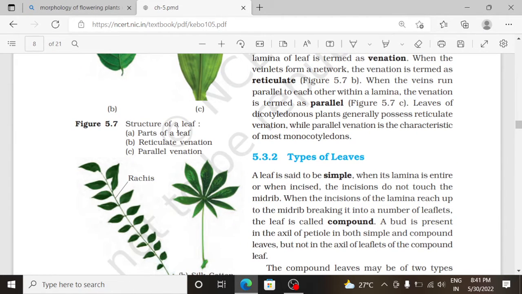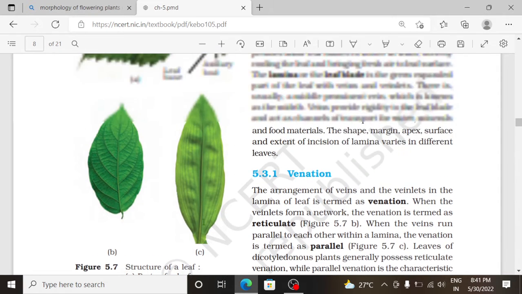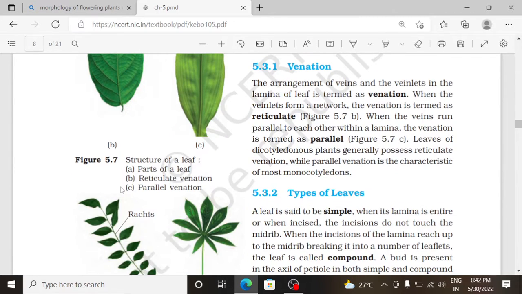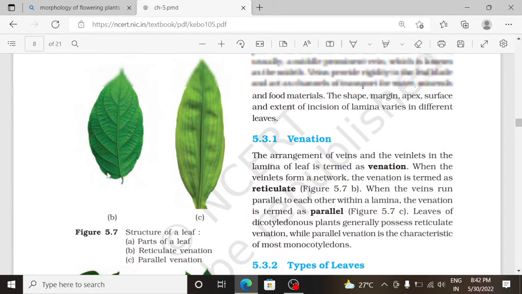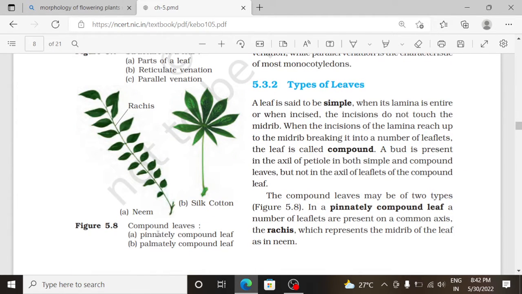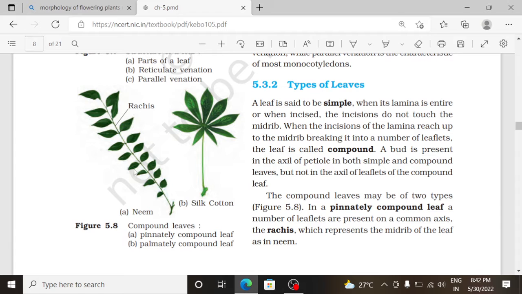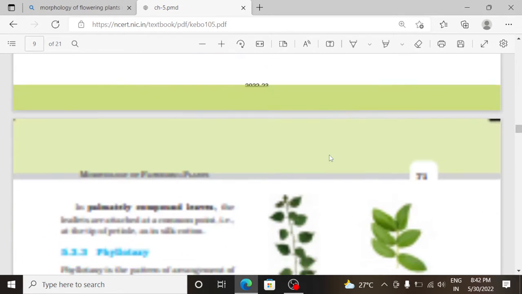Here you can see the structure of leaf. First are the parts of leaf: it has lamina, stipule, petiole, leaf base, and axillary bud. And B is reticulate venation, and the C diagram is for parallel venation. A diagram here is of neem, and it has pinnately compound leaf, and this has palmately compound leaf.